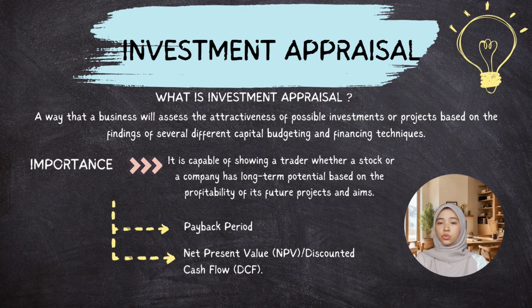There are two types to calculate investment appraisal. Number 1, payback period. The payback period is the length of time between investing and the time at which that investment has broken even. To calculate the payback period, you take the cost of the investment and divide it by the annual cash flow. Investments with shorter payback periods are more desirable because it takes less time for an investor to receive their capital back. The second one is NPV, or net present value.